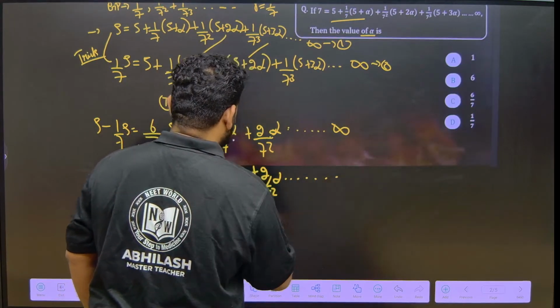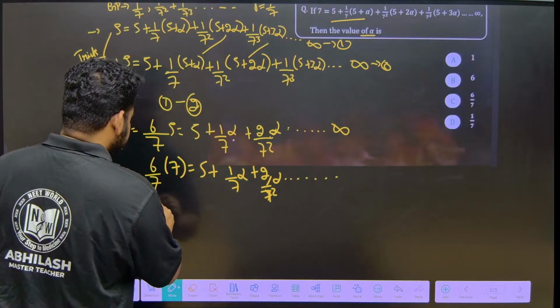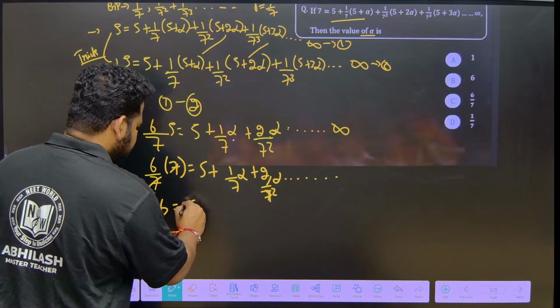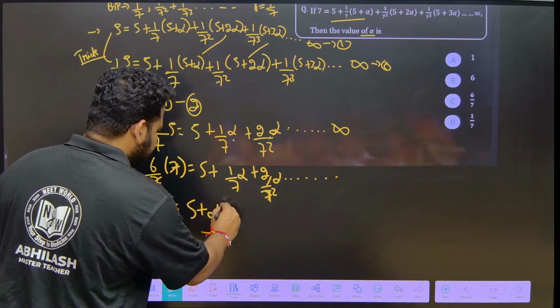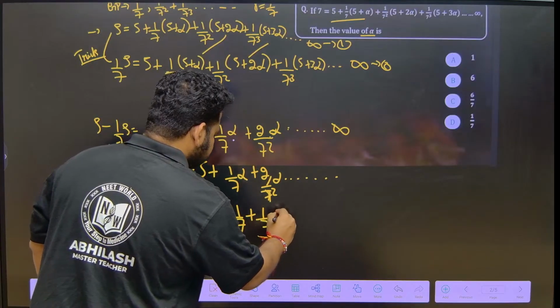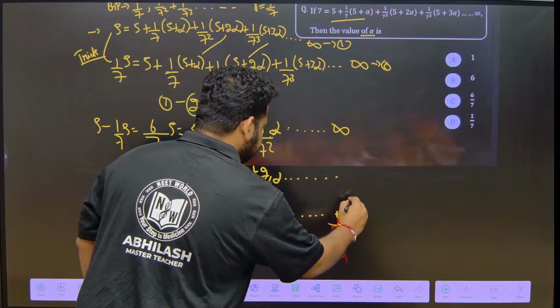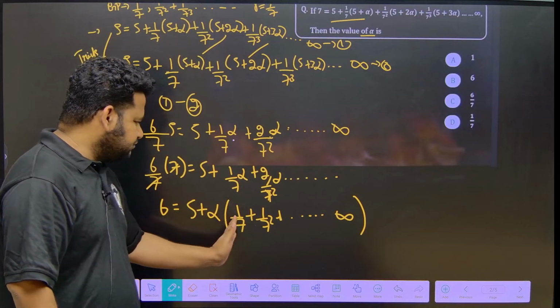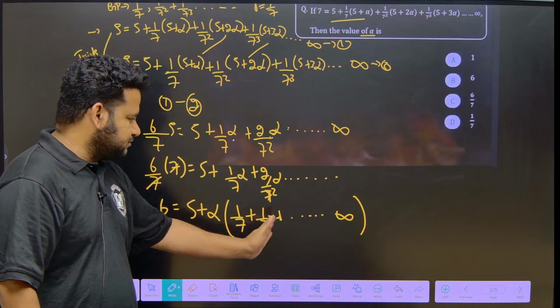Okay, it goes on. Now I can take alpha common. Here the 7 and 7 cancel. So this will be 6 is equal to 5 plus alpha times, taking alpha common, 1 by 7 plus 1 by 7 square. It goes on like this up to infinity. Sum of this one, 1 by 7 plus 1 by 7 square up to infinity.